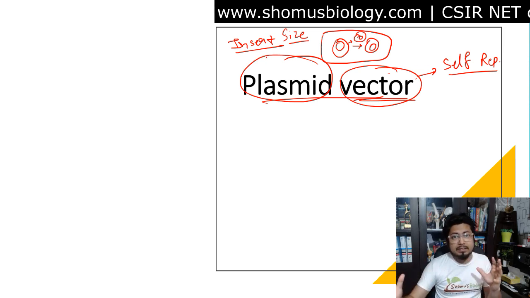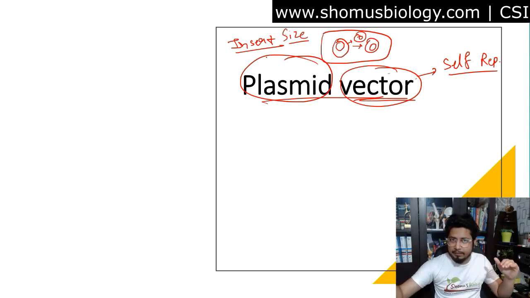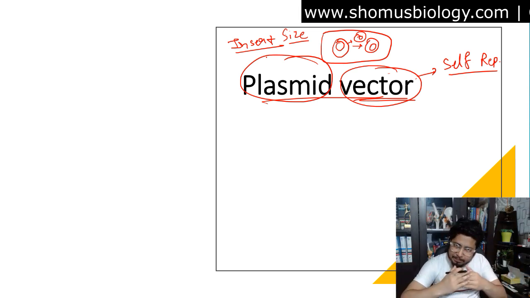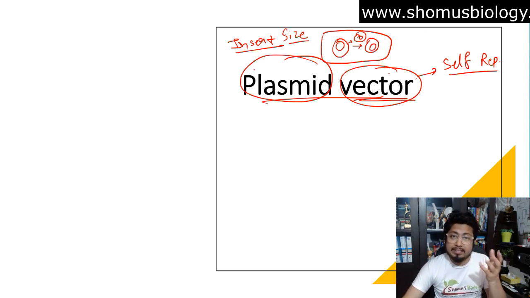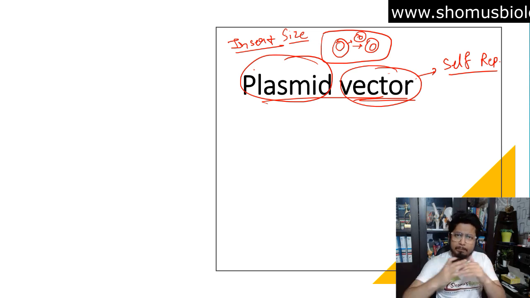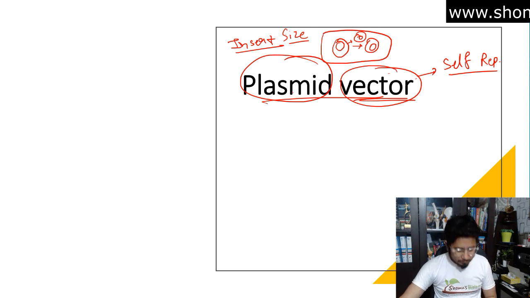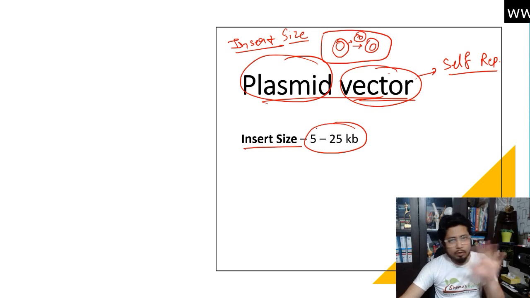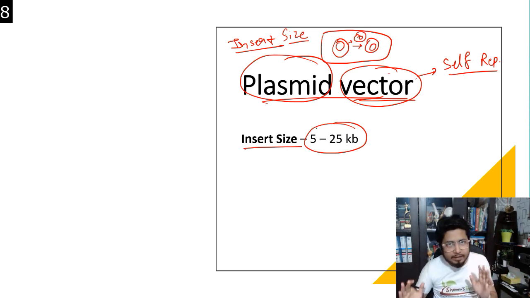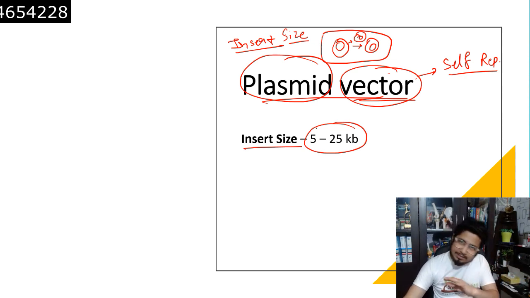Plasmid vectors are smaller, so their insert size is also smaller. Similarly, there is a bigger vector, YAC, Yeast Artificial Chromosome, a linear vector, not circular, and it can carry a bigger DNA stretch or gene of interest. Generally Yeast Artificial Chromosome is used for cloning bigger eukaryotic genes, which are obviously lengthier in size. So in a plasmid vector, what is the insert size? 5 to 25 kb. The insert size will be 5 kilobases to 25 kilobases at max, and it varies depending upon the different kinds of plasmid vector.